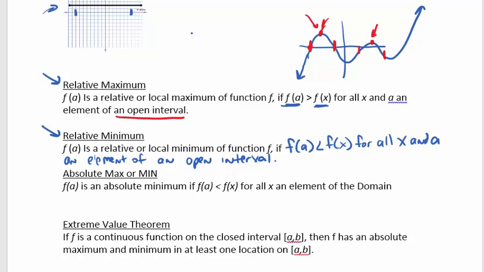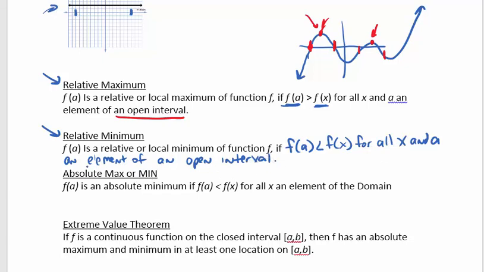Okay, let's take a look at your definition here for relative minimum. And hopefully it was a pretty easy task for you, because all we really had to do was take this greater than sign and turn it into a less than sign, because now we're talking about just a local or relative minimum point, for all x and a an element of this open interval.